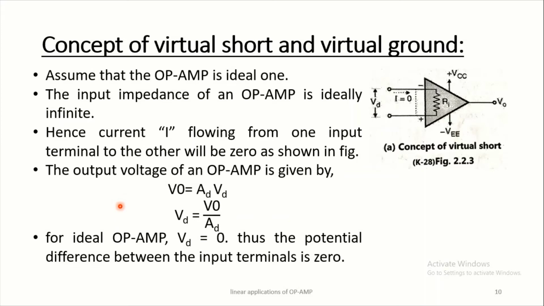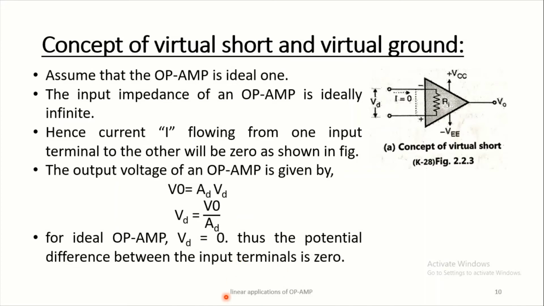The output voltage of the op-amp is given as V0 equals AD times VD, and the differential voltage is written as VD equals V0 by AD. For an ideal op-amp, VD is equal to 0. Here I is equal to 0. Therefore, both these terminals are at the same potential, meaning V1 is equal to V2. Both voltage values are the same. Therefore, VD, meaning V1 minus V2, is 0. Thus, the potential difference between the input terminals is 0.